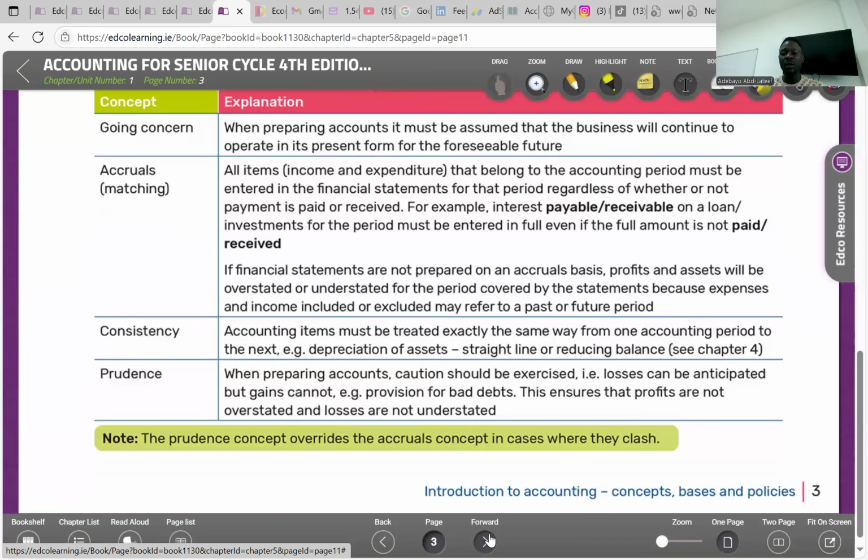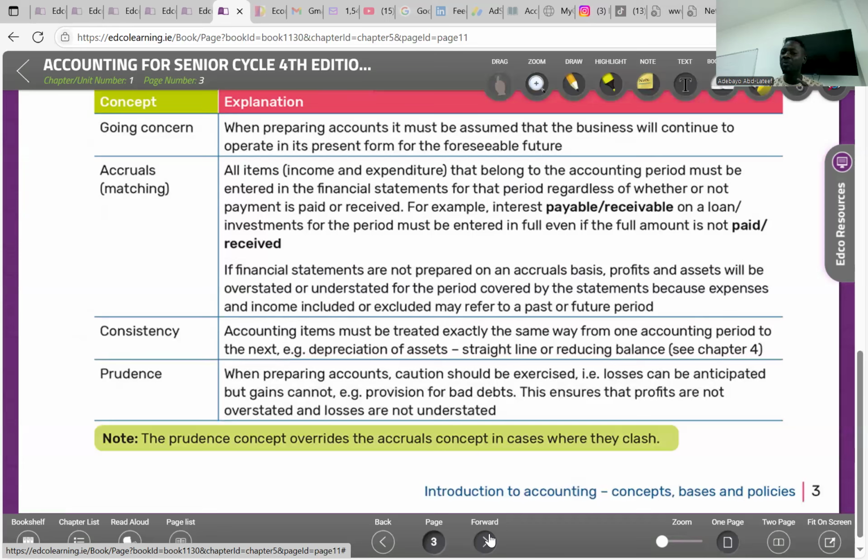Then the accrual matching concept. All items, that is income and expenditure, that belong to the accounting period must be entered in the financial statement for that period, regardless of whether or not payment is paid or received. For example, interest payable or receivable on a loan or investment for the period must be entered in full, even if the full amount is not paid or received. So for the accrual or matching concept, whatever transaction has been done, whether payment has been made or not, it has to be recorded for the financial year.